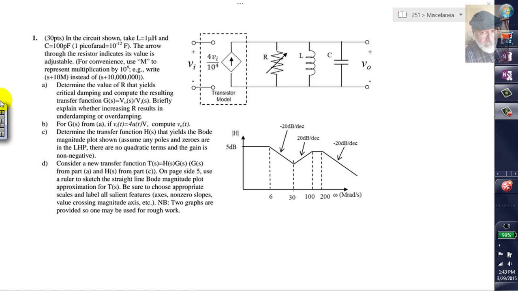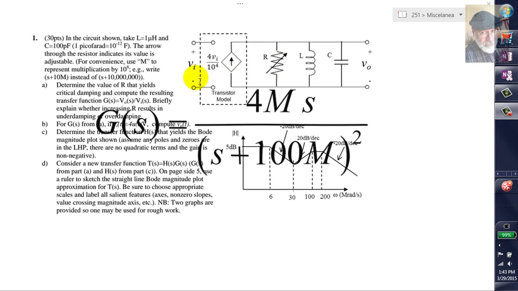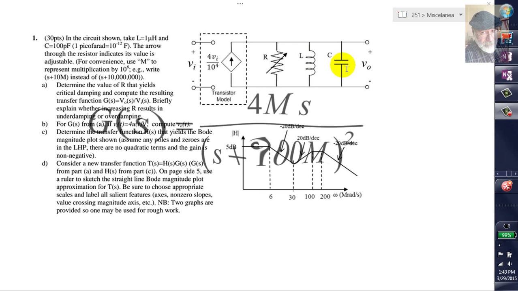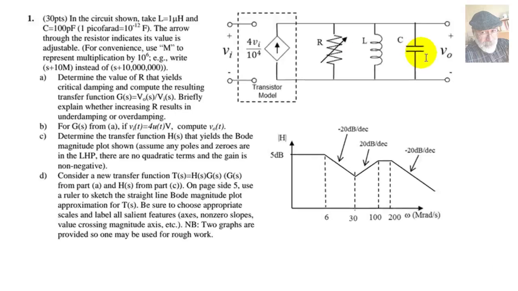Now we turn our attention to part B of question 1. We have already found that for critical damping, R has to be 50 ohms. We have found the transfer function between Vi and V0 for that value of 50 ohms, for L of 1 microhenry, and for C of 100 picofarads, which is this one.